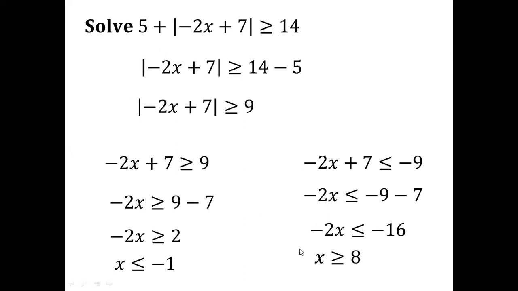So now, can we write this solution as a compound inequality? Definitely not, because if you would flip this, that will become -1 is greater than or equal to x. So -1 is not going to be greater than 8. That's impossible. So we use the word or to separate the inequalities which we cannot write as a compound inequality.